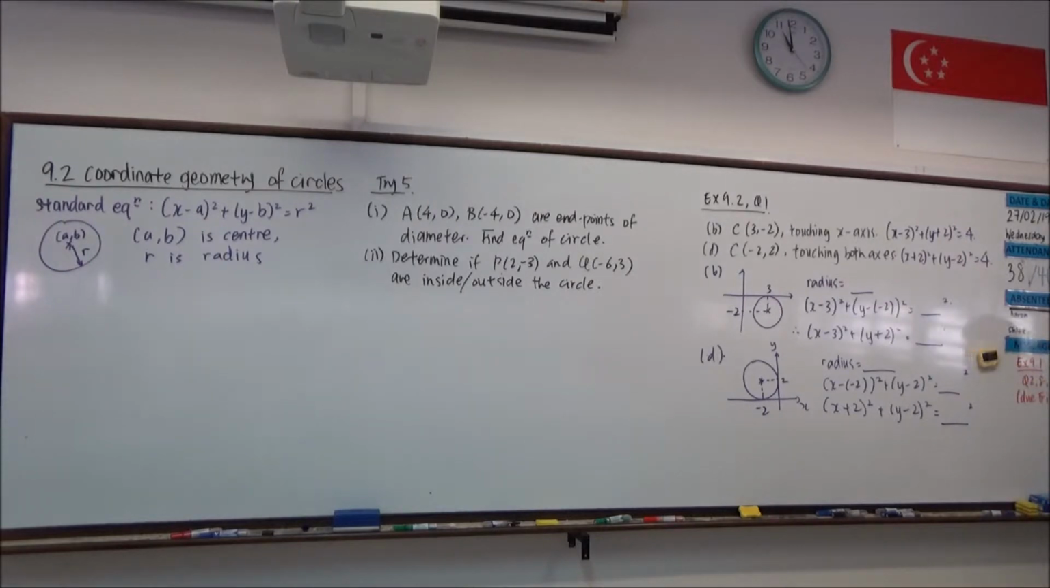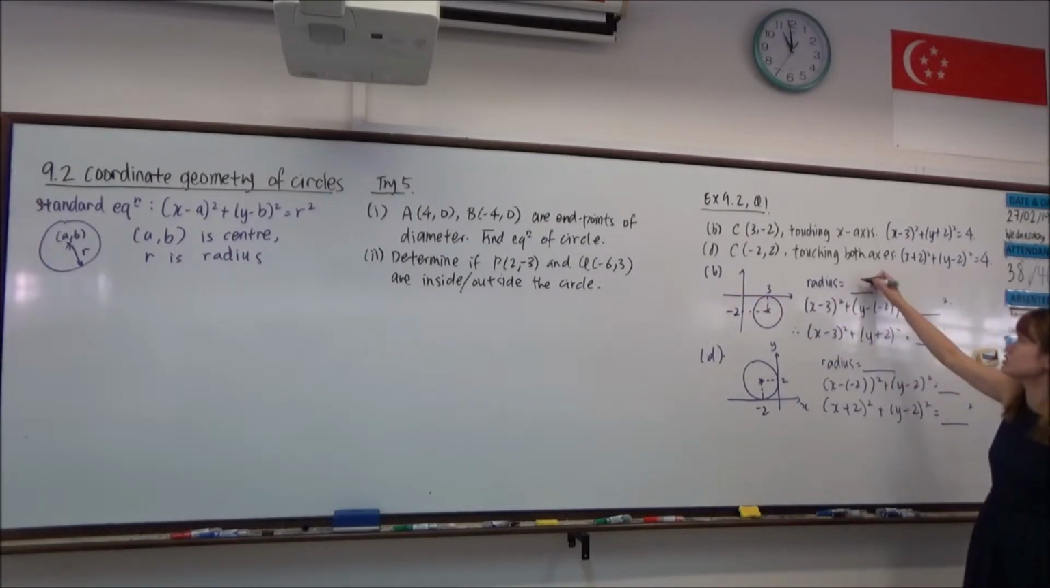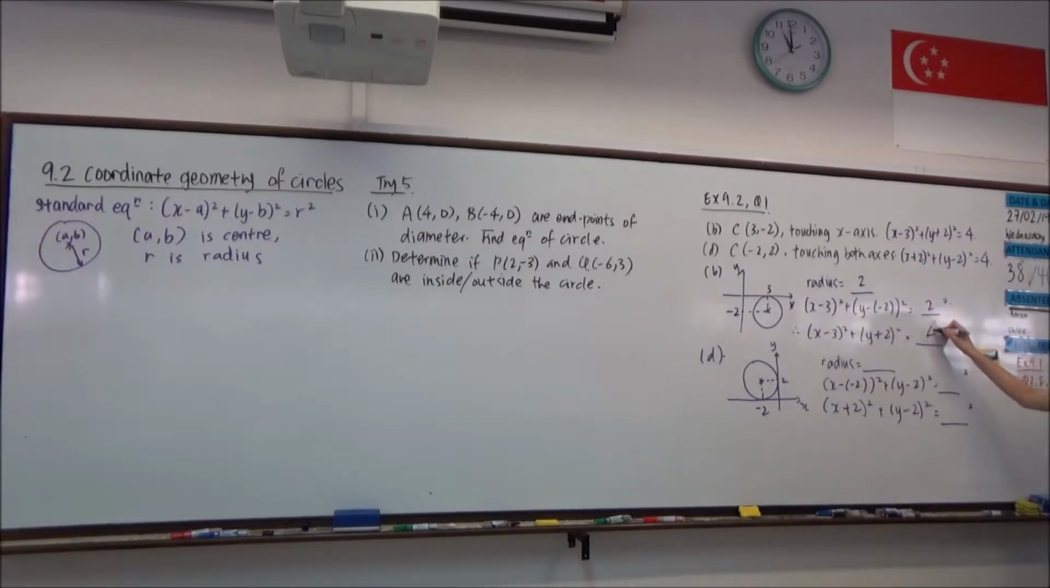For part B, what would the radius be? Brian, yep, what do you get? 2. Okay, so the radius will be this part, so therefore it's a vertical length. So that will be 2. Then down here 2 squared, so therefore the answer will be this.